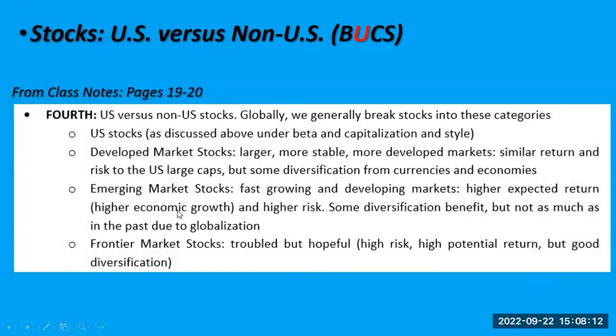Let's get to US versus non-US. Remember, you want to define it, then get the subcategories and talk about strategy. So US versus non-US, there are essentially 4 categories, maybe 5, depending on how you count it. Obviously you have US, and we've already talked about US large cap, US large cap growth. Once we get outside the United States, we like to break that into 3 categories: developed markets, emerging markets, and frontier markets.